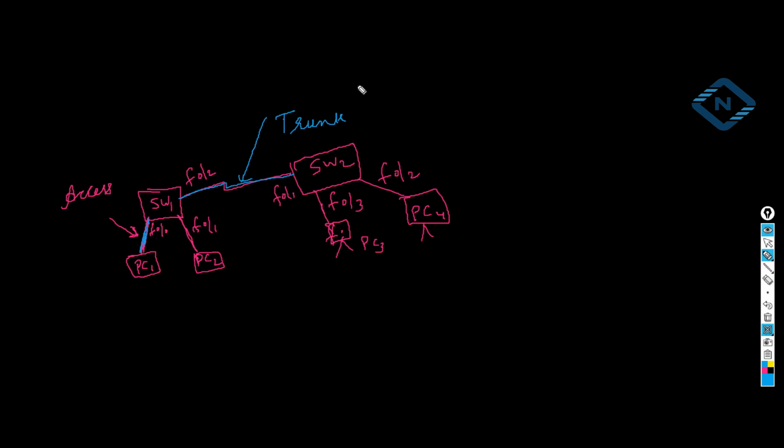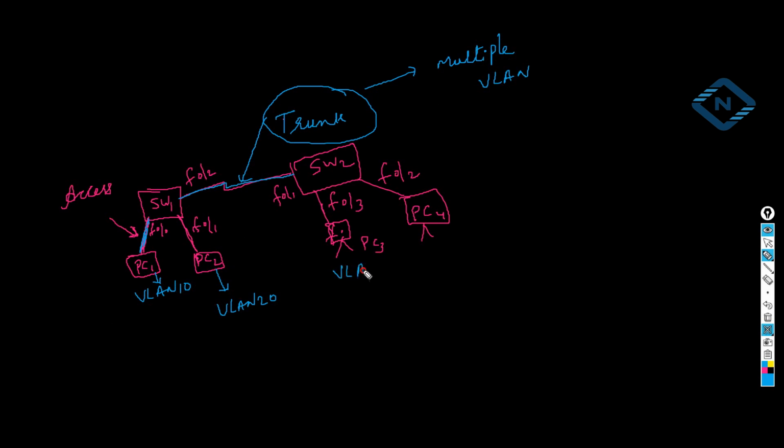Why are we keeping the trunk? Because trunk is going to carry multiple VLANs. You need to remember, trunk is going to carry multiple VLANs. For example, you have VLANs here. This PC has VLAN 10 and this PC has VLAN 20. If you see here also, I have VLAN 10. This PC is in VLAN 10 and this PC is in VLAN 20. This one is in VLAN 10 and this one is in VLAN 20.